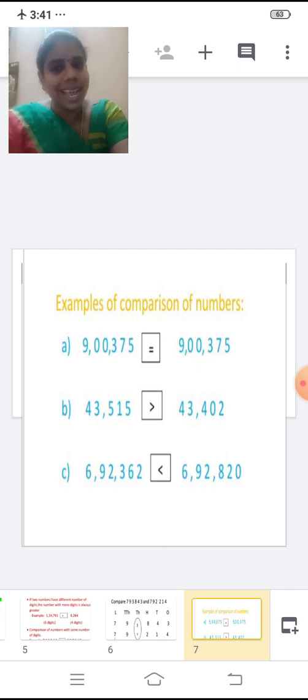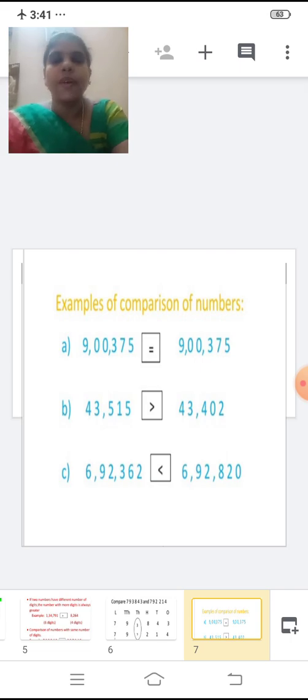9,375 and 9,375. Just see, in both the numbers all the digits are the same. So what are you going to put there? An equal to sign in between, right? If all the digits in both the numbers are the same, we have to put an equal to sign in between. I'm putting an equal to sign in between.